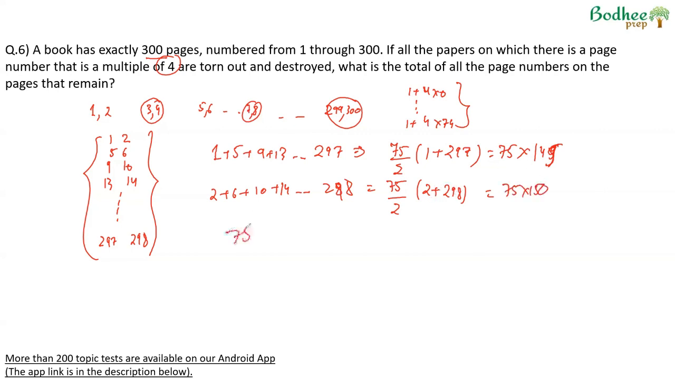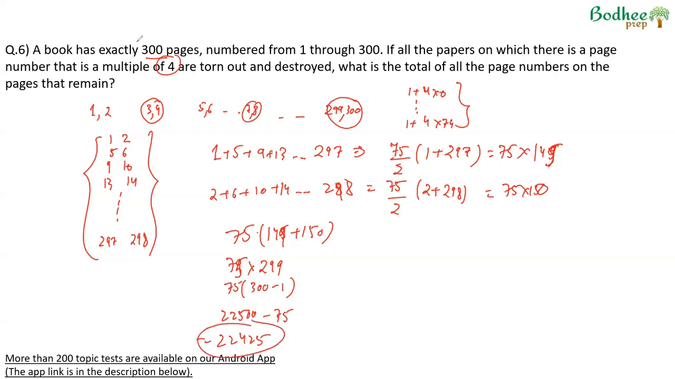Therefore, the total sum will be 75 into 149 plus 150, which will be 75 into 299, which will be 75 into 300 minus 1. 75 into 300 will come out to 22500, minus 75, which will be 22425. And this becomes my required answer.